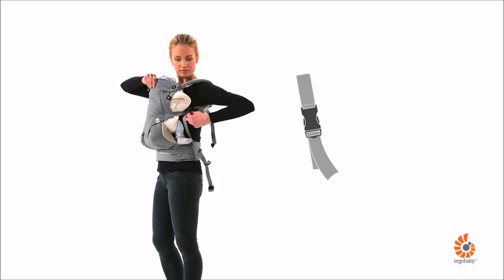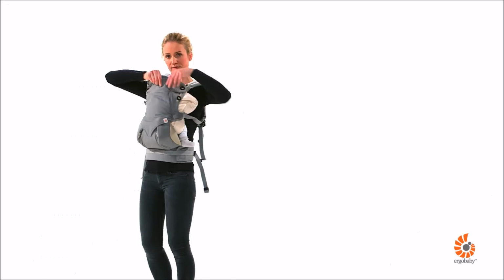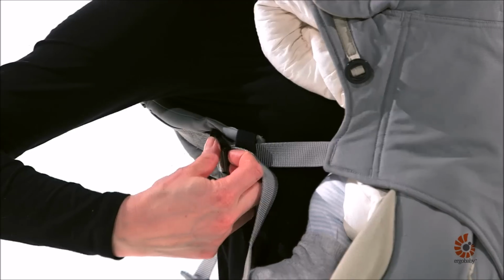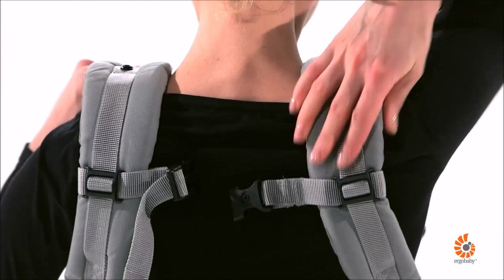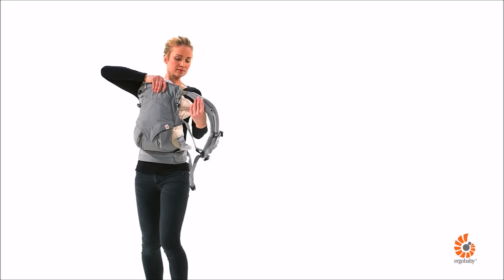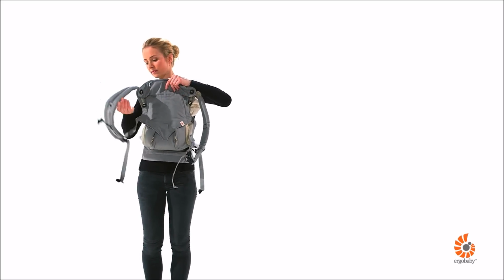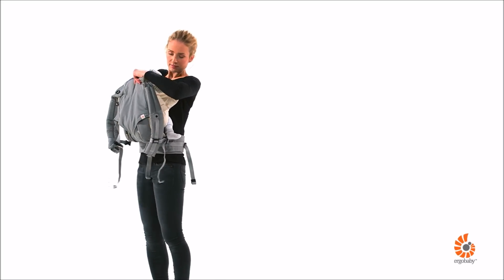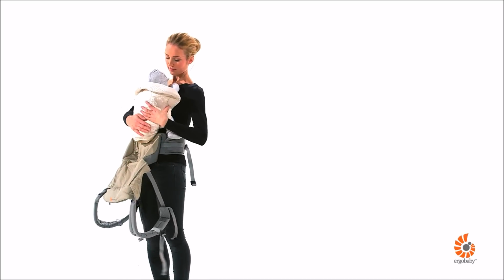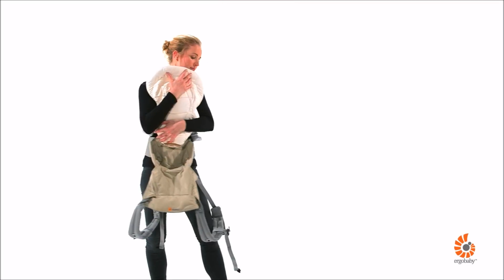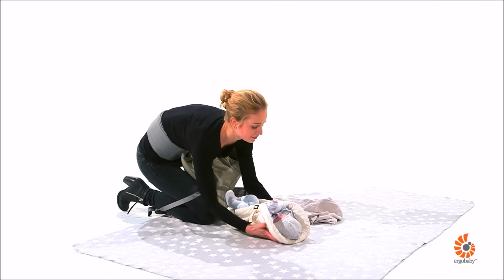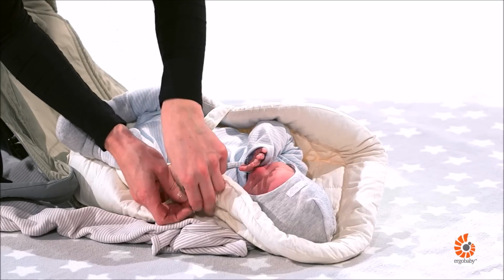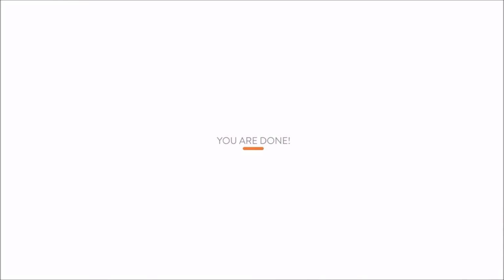To remove your baby, loosen the shoulder straps while holding the back panel. Then open the chest strap. Next, slip off the shoulder straps, still holding the back panel. Hold your baby with the infant insert. The carrier will just slide down. Place your baby somewhere safe and you are done. It's just that easy.